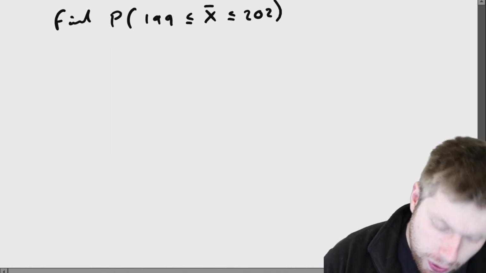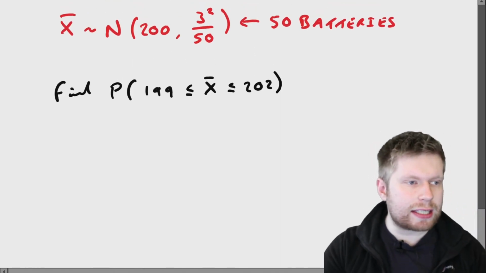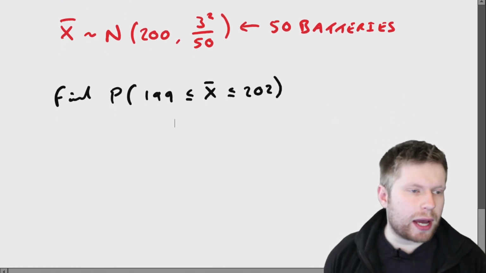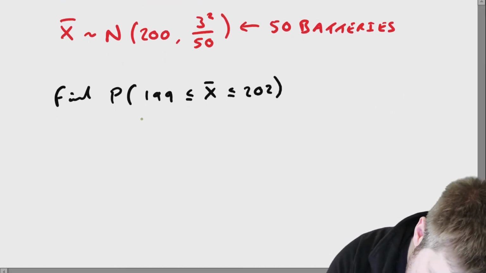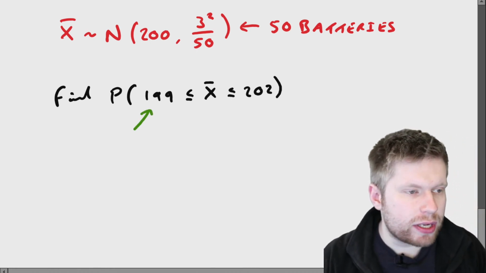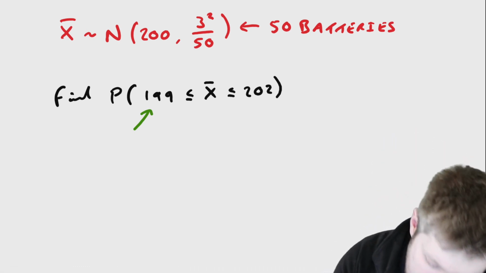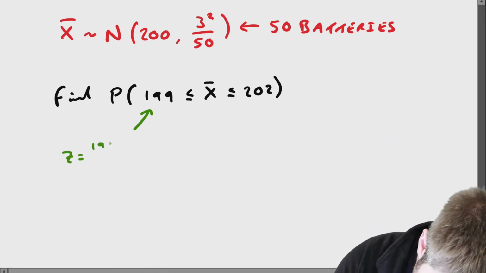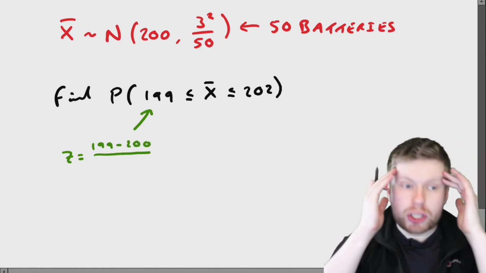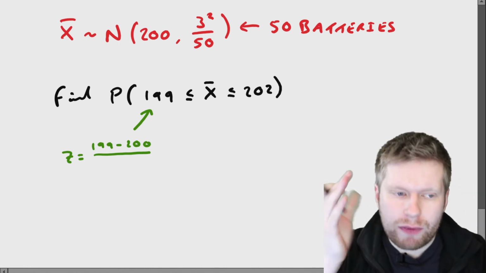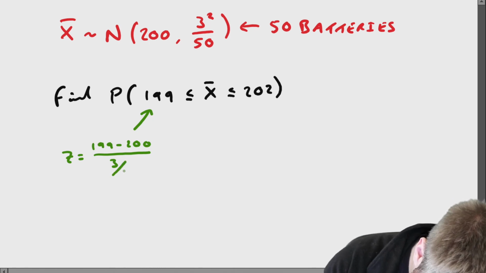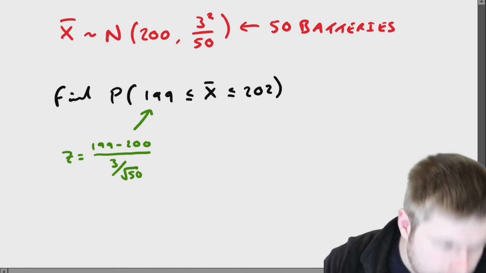First things first, I need to actually standardize this. So I'm going to be using this distribution here. I can forget about this distribution, as it is for one battery. I've got my distribution for 50 batteries here. So let's go ahead and standardize each value. Let's first standardize the 199. Let's find out how many units of standard deviation that is away from the mean. So Z is 199, take away my mean, which is 200, divided by, well, I should say standard error in this case, but you can think of it as standard deviation. It's just the square root of my variance. So the square root of 3 squared over 50 is just 3 over root 50. That's my standard error there.